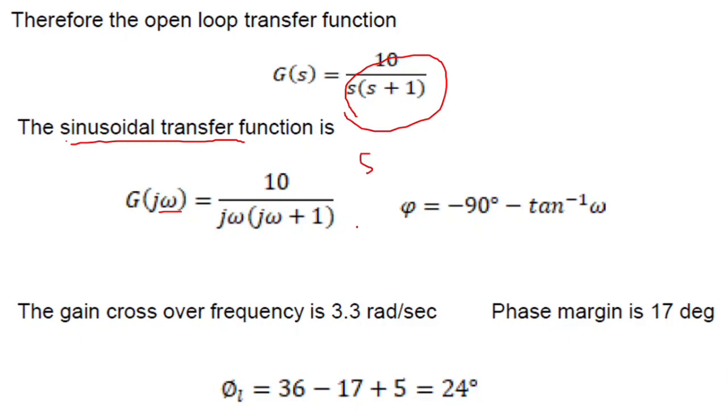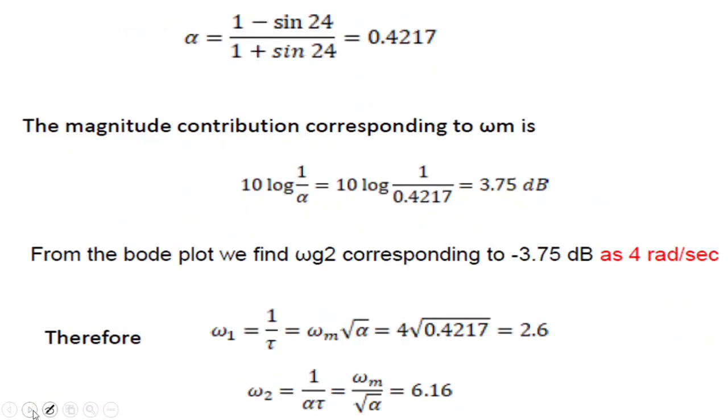How do we find the phase margin? Phi means minus 90 degrees minus tan inverse of omega. Here we have the general formula for phase angle. Then, in the given question, the gain crossover frequency is 3.3 radian per second and the phase margin is 17 degrees. Substituting this in the lead phase, 36 minus 17 is our phase margin, plus phi, equal to 24 degrees.